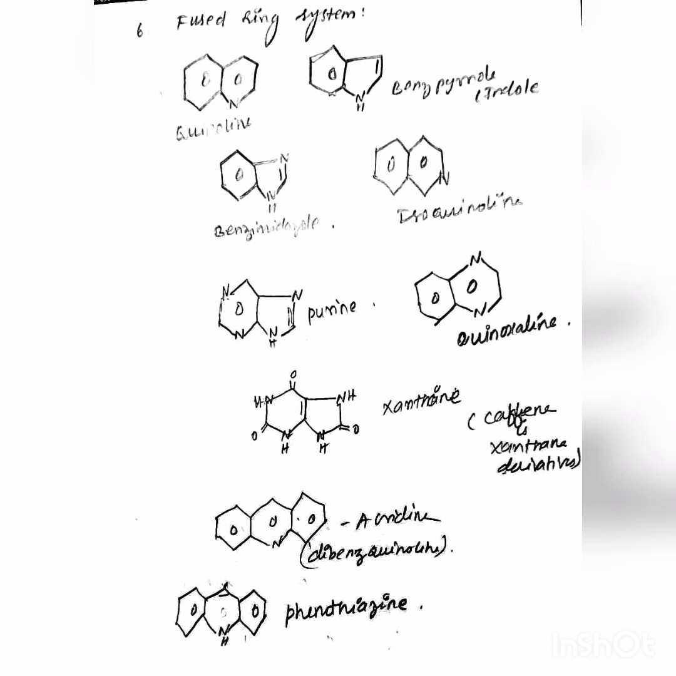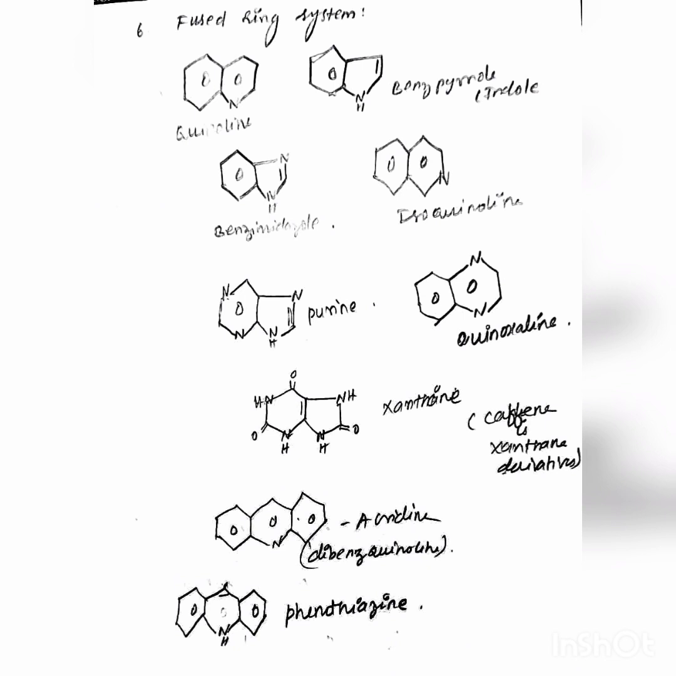The last classification will be the fused ring system. The first example we will see is benzpyrrole. It is otherwise known as indole. In that one, benzene is added to the pyrrole nucleus. So hence it is called benzpyrrole or indole. Then the next one will be benzimidazole. In this one, benzene is added to imidazole.